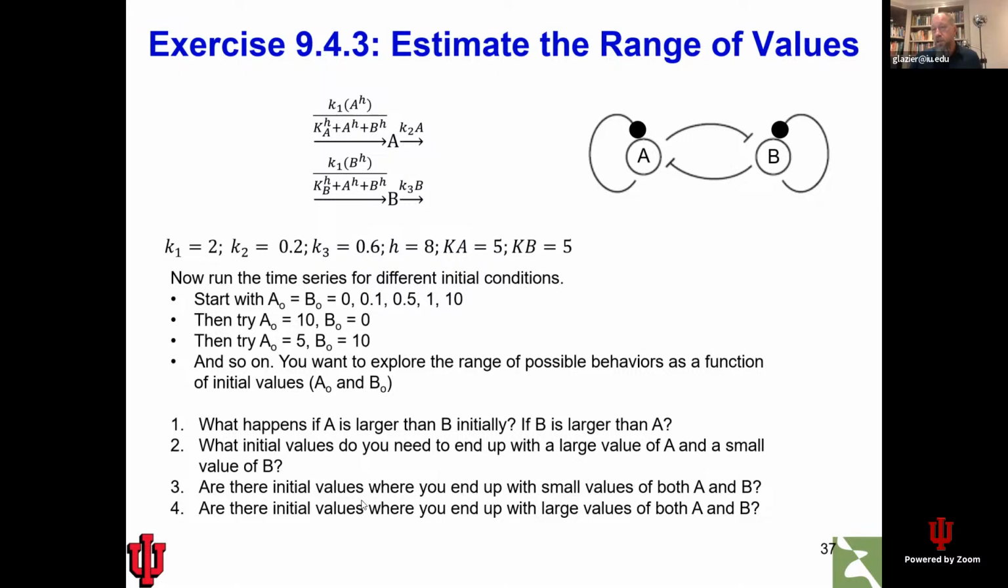And then there are these questions: are there initial values where you wind up with either small A and small B, or large A and large B? Yeah. That's generally not going to be the case. On the other hand, if I start out with A equal to B, that can happen.